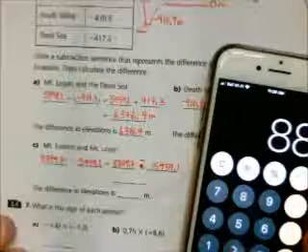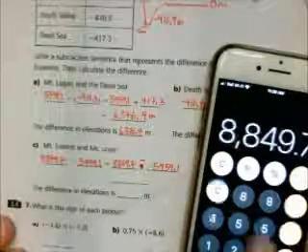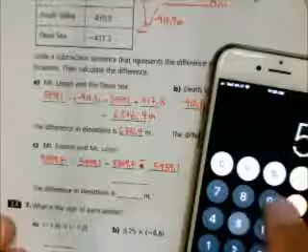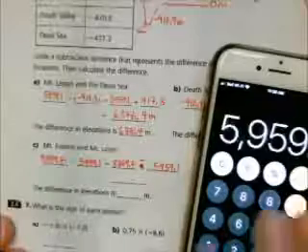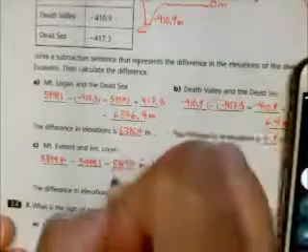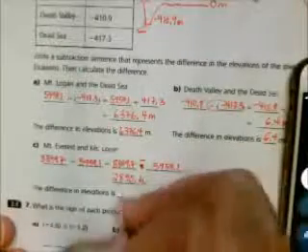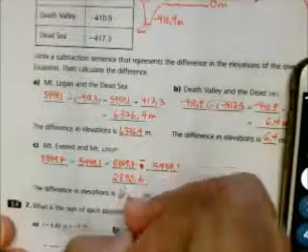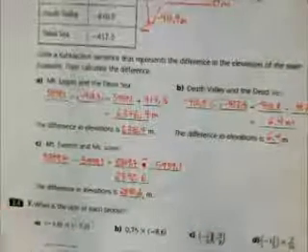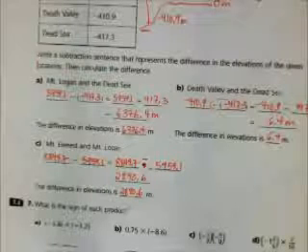8,849.7 subtract 5,959.1 is a difference of 2,890.6. The difference in the elevation is 2,890.6 meters. Mount Everest is 2,890.6 meters taller than Mount Logan.